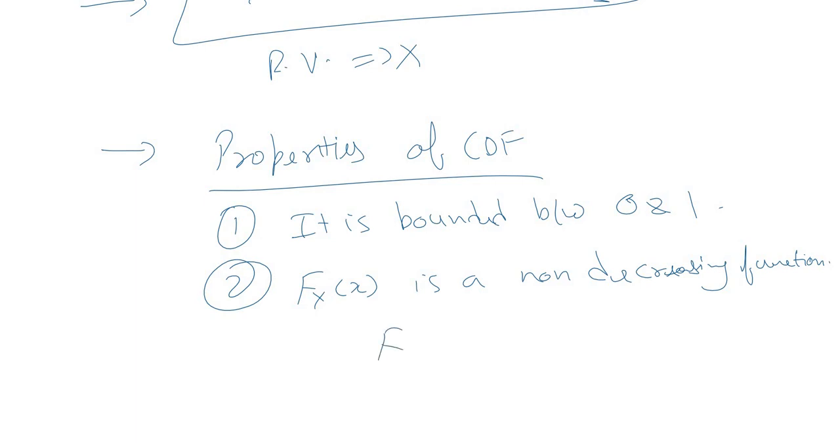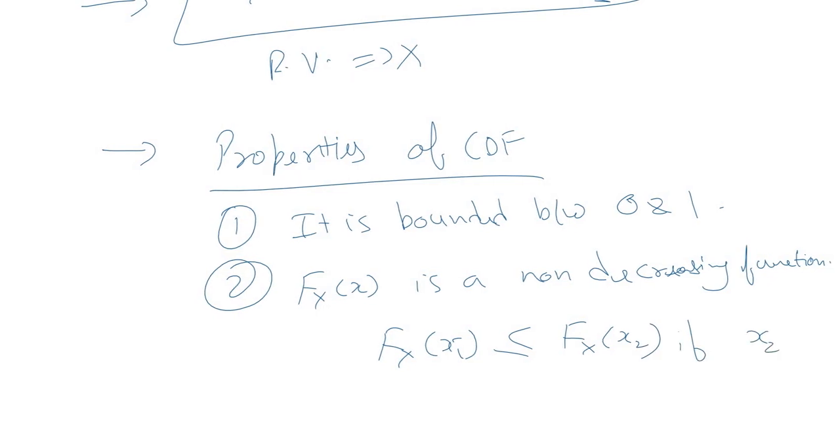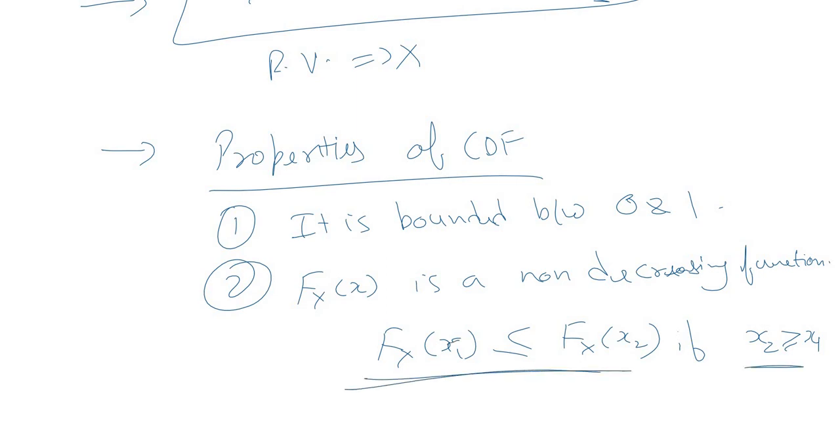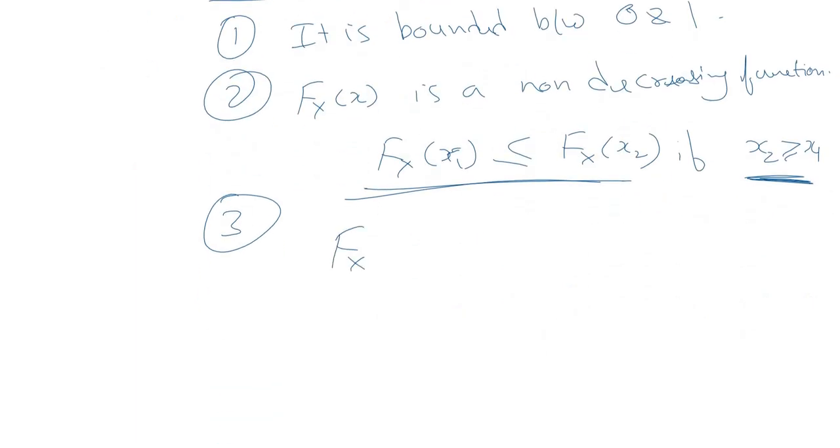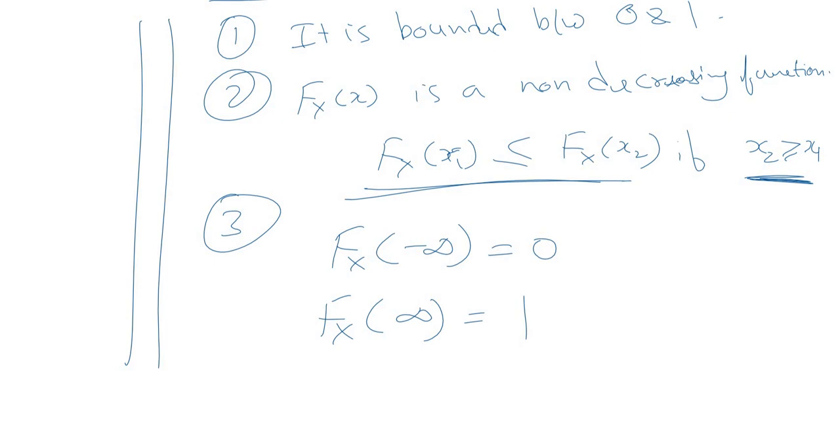That means F_X(x1) is less than or equal to F_X(x2) if x2 is greater than x1. This will be the relationship under this condition. That is, it is always an increasing function, never a decreasing function, right? The third and very important property of the CDF is that F_X at minus infinity, the initial value, is always 0, and F_X at infinity, the final value, is 1. So these are the three important properties of CDF that will be used frequently.